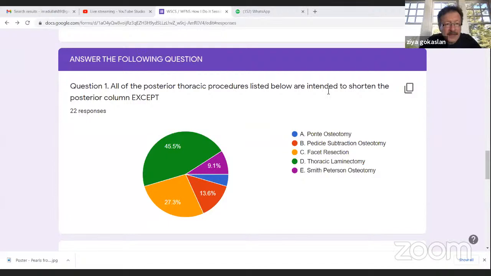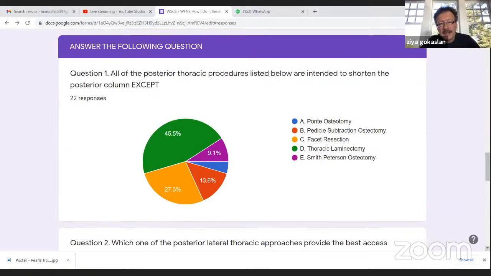Question number one, I listed a number of procedures on the right side. All of these procedures are intended to shorten the posterior column, except for one.